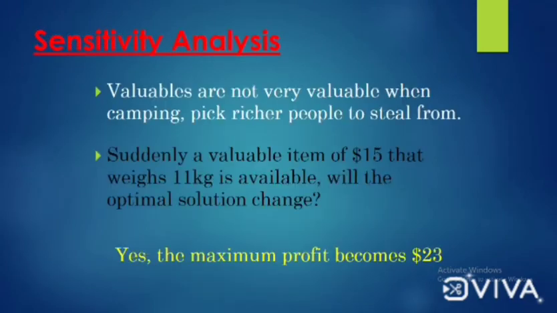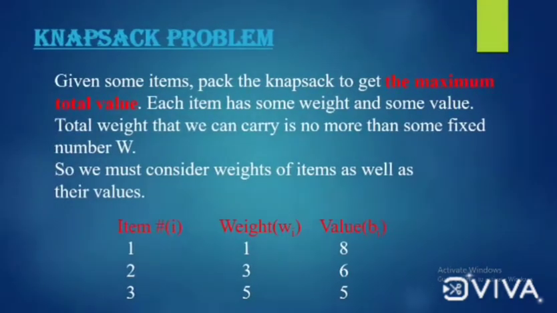Now comes the sensitivity analysis. Valuables are not very valuable when camping. Pick richer people to steal from. Suddenly a valuable item of $15 that weighs 11 kg is available. Will the optimal solution change? Yes, the maximum profit becomes $23.